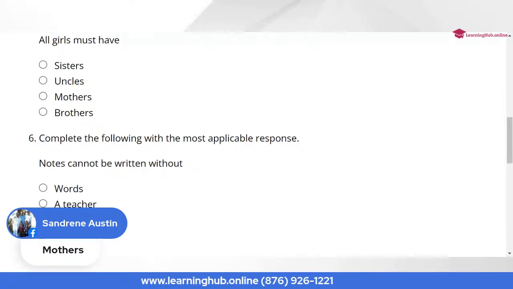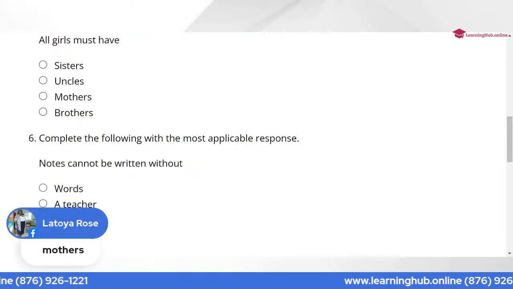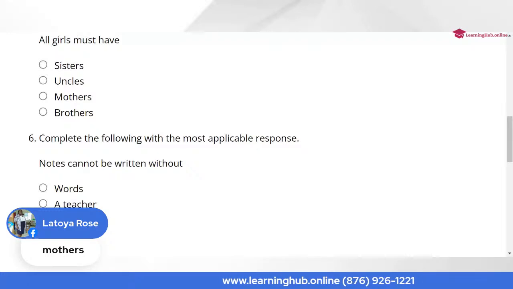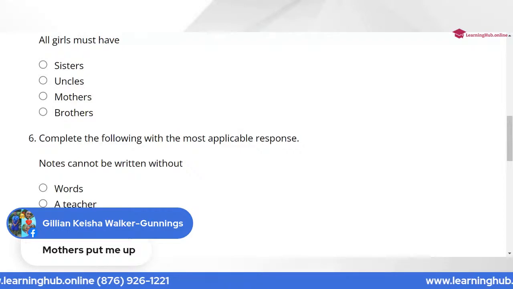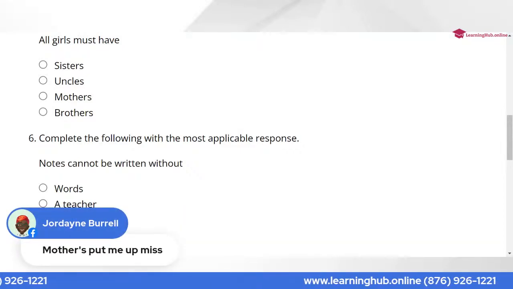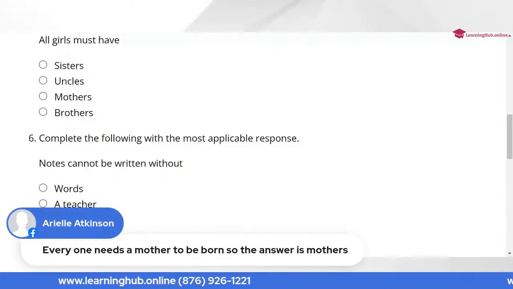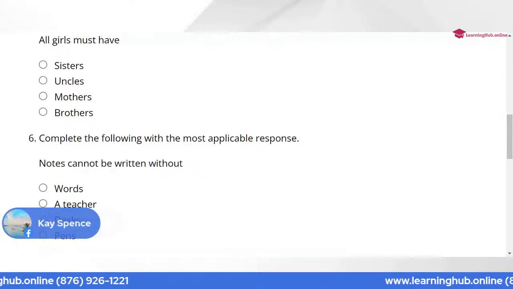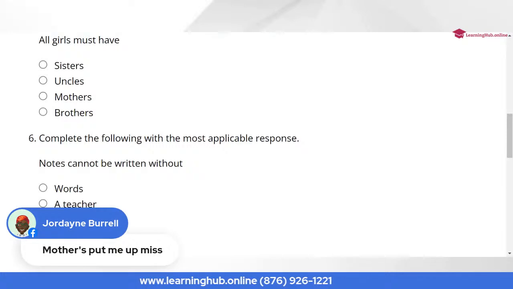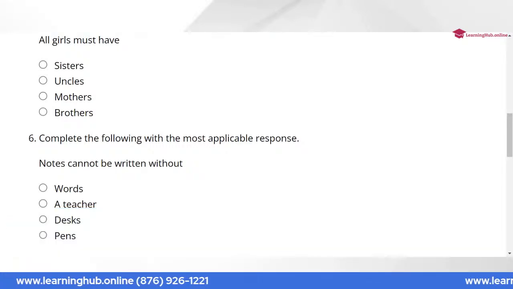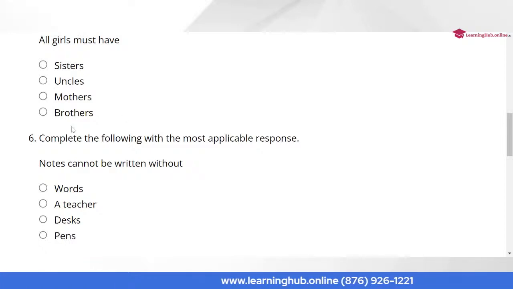Maisha is saying mothers. Charmaine Johnson is saying mothers. Latoya Rose is saying mothers. Jillian Keisha Walker Gunnings is saying mothers, put me up. I just love when you guys say put me up. Jordan Burrell is saying mothers, put me up, miss. Ariel is saying everyone needs a mother. So the answer is mothers. Kay Spence is saying mothers. Jordan, I already put you up, you know. All right, I'm putting you up again. So yes, the answer to that particular question, all girls must have mothers. That is correct.